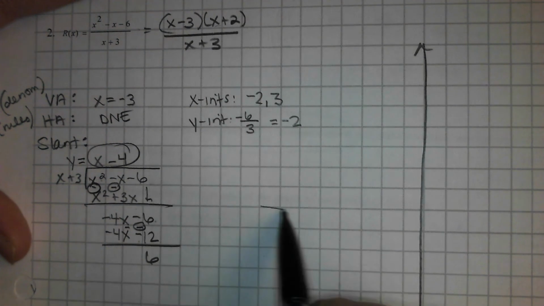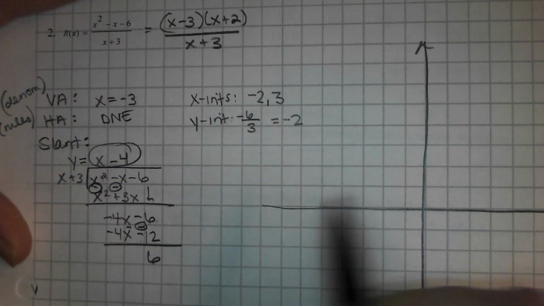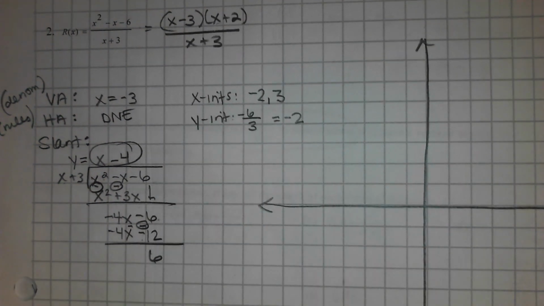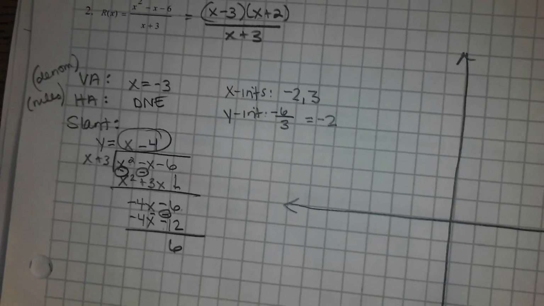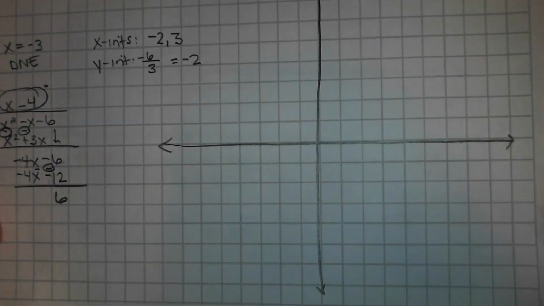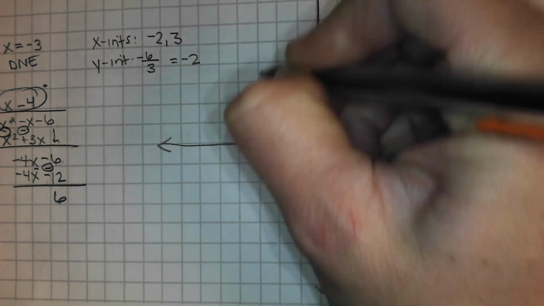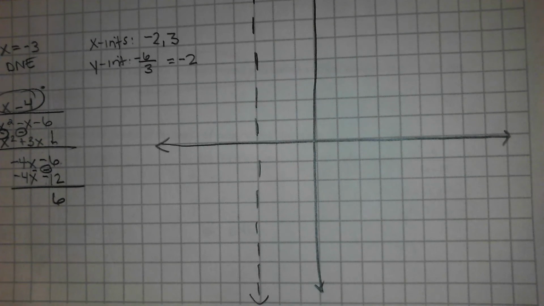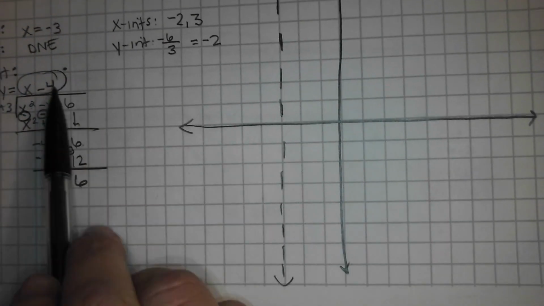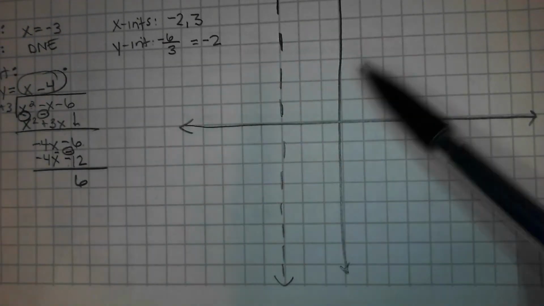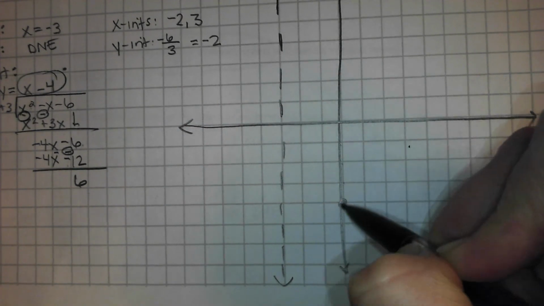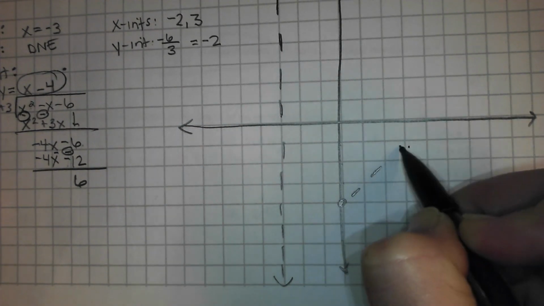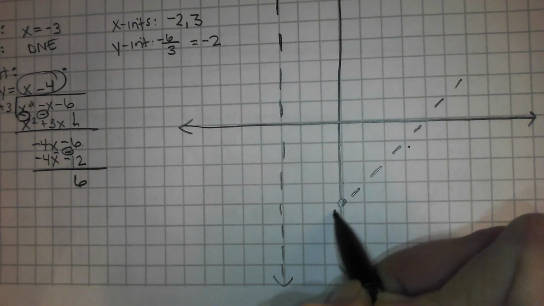If it doesn't, and it doesn't seem obvious what to do, you can always plug in more random points in whatever areas are of interest. So your vertical asymptote at negative 3, and your slant asymptote are the first two things to get on your paper. So a y-intercept of negative 4 and a slope of 1, up 1 over 1.